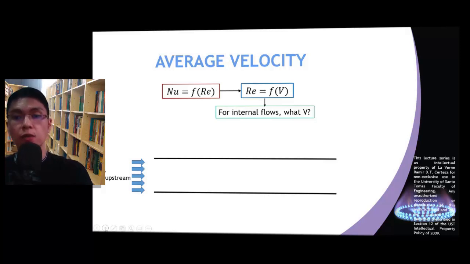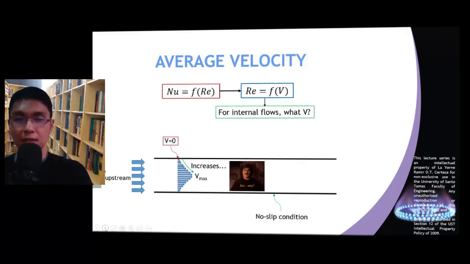To answer this, let's consider a fluid that is going to flow inside a pipe. Before entering the pipe, it has a uniform velocity of v sub upstream. Now once it enters the pipe, the fluid particles near the pipe wall will slow down due to the no-slip condition at the pipe surface. As you can see, as a fluid particle gets farther from the pipe wall, its velocity starts to increase until it reaches a maximum value at the center of the pipe.